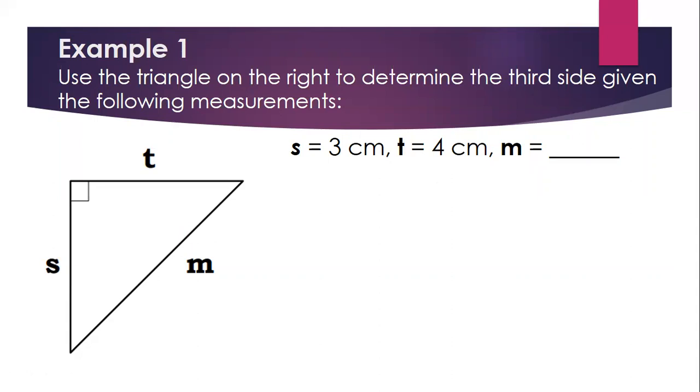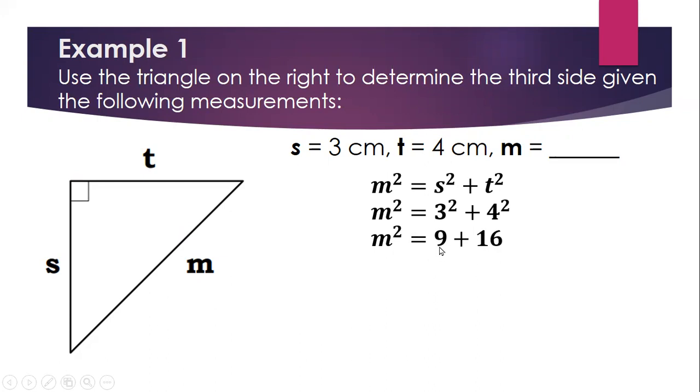Okay, so let's have our formula. M squared is equal to S squared plus T squared. So, substitute lang natin yung mga given natin. S is equal to 3, so we have 3 squared plus T is equal to 4, so we have 3 squared plus 4 squared. 3 squared is equal to 9 and 4 squared is equal to 16. And then add, 9 plus 16 is equal to 25.